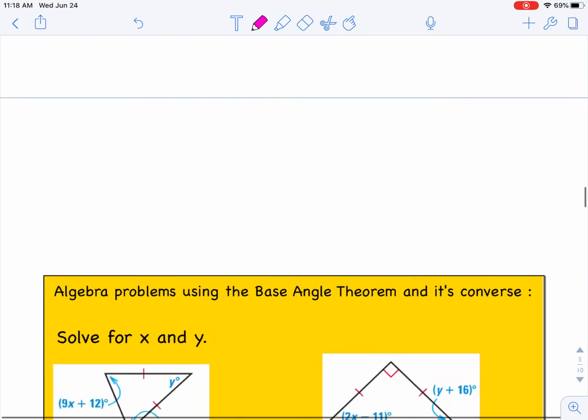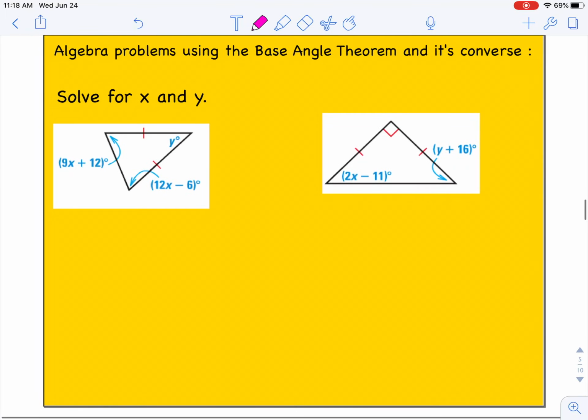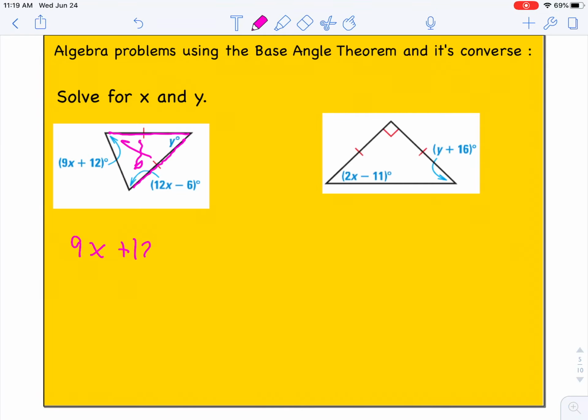So let's continue on, but do the same kinds of things with algebra. Now your triangle is a little bit different, but here are the congruent sides of your isosceles triangle. So that makes these angles congruent. So that means that 9x plus 12 is equal to 12x minus 6. Now when I move all the x's to one side and all the numbers to the other side, I'm going to get 3x equals 18 and x equals 6.